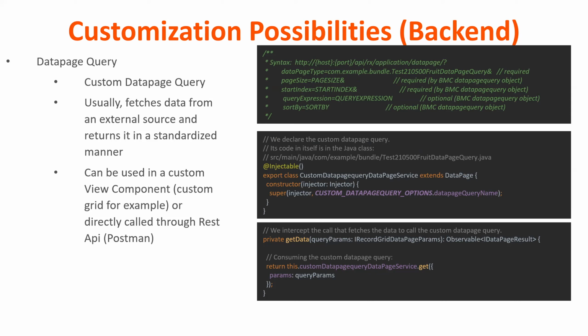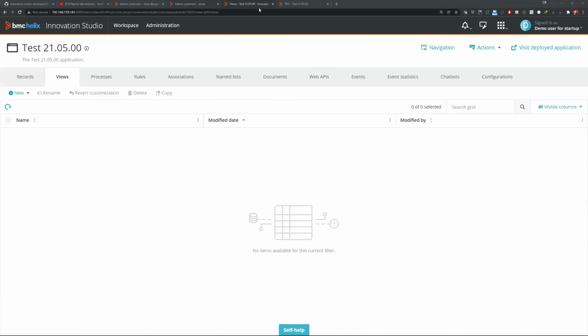for example, to do some calculation. Or if you want to connect to an external system, get the information and send it in a formatted way. So if you have a custom grid, you can say the data displayed in this grid is going to come from this data page query, and the grid will be able to display this information correctly.